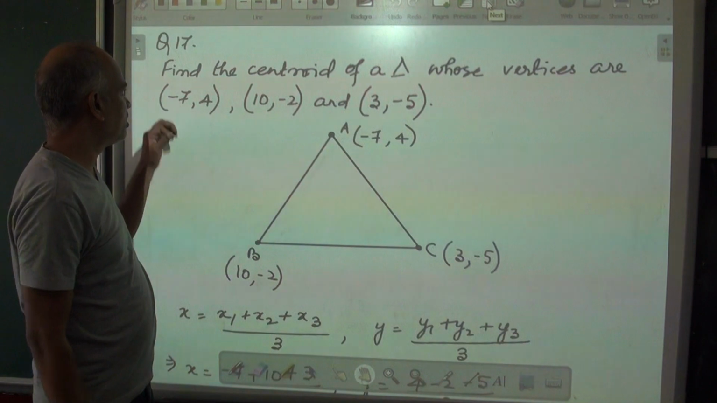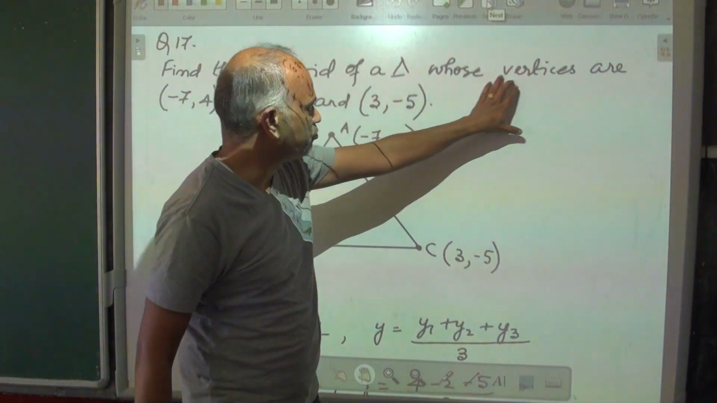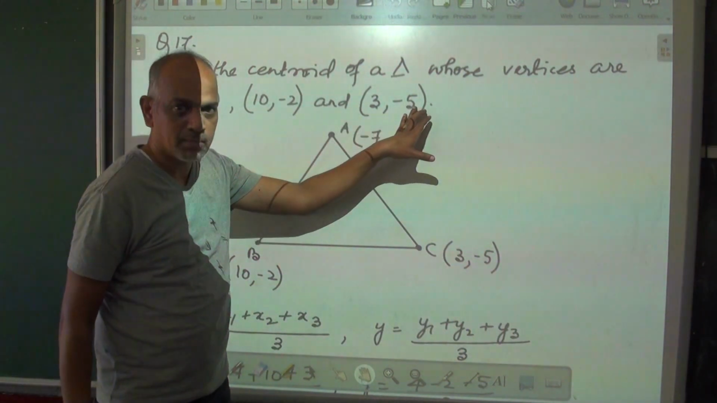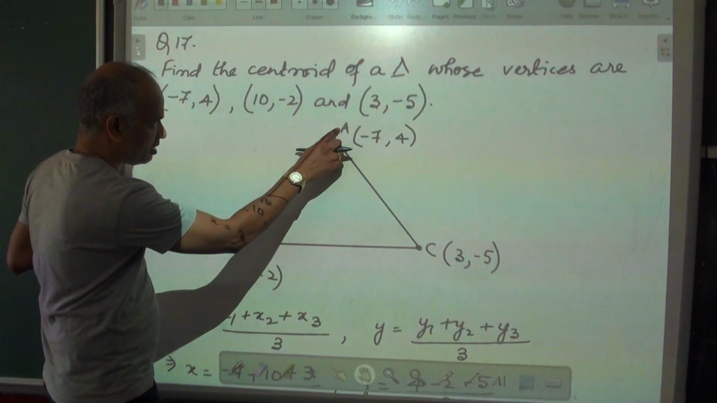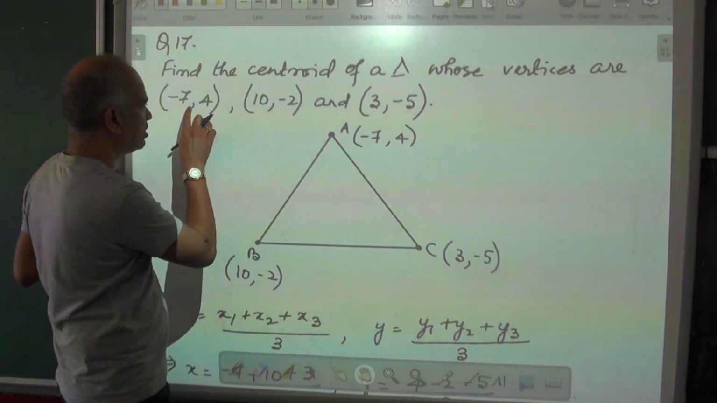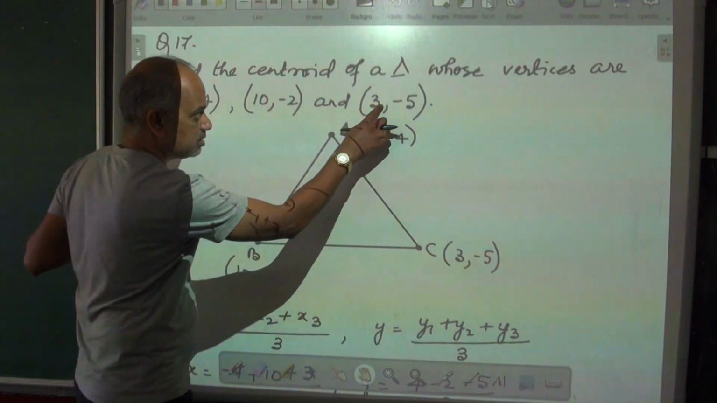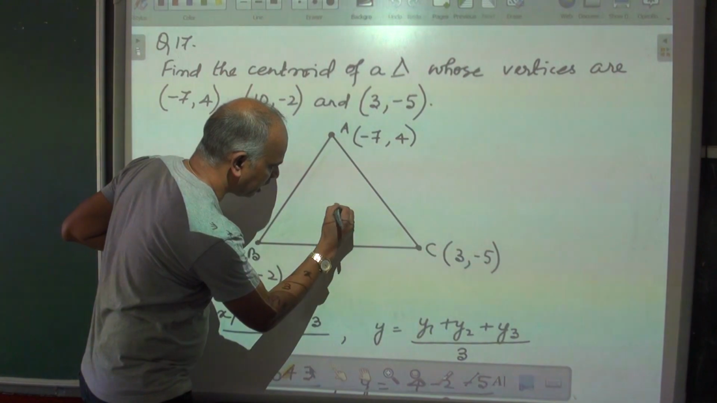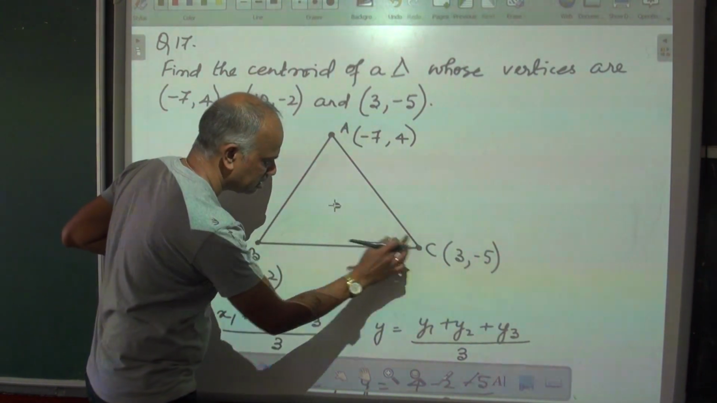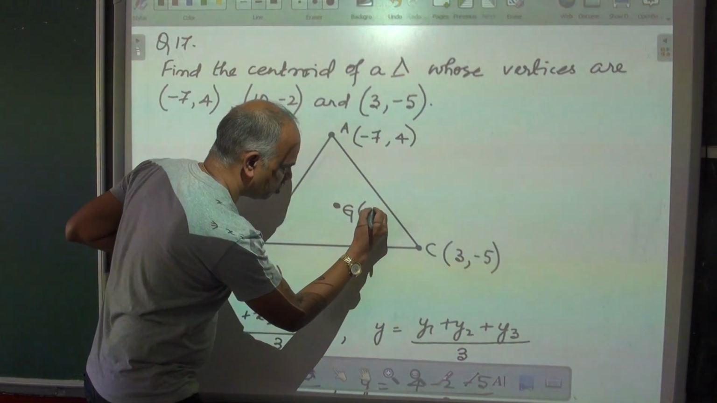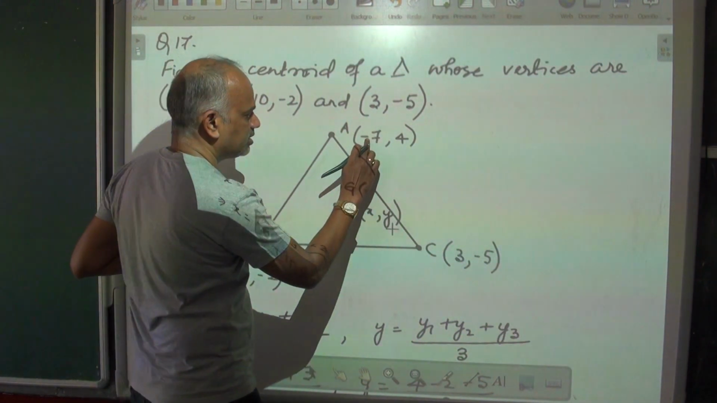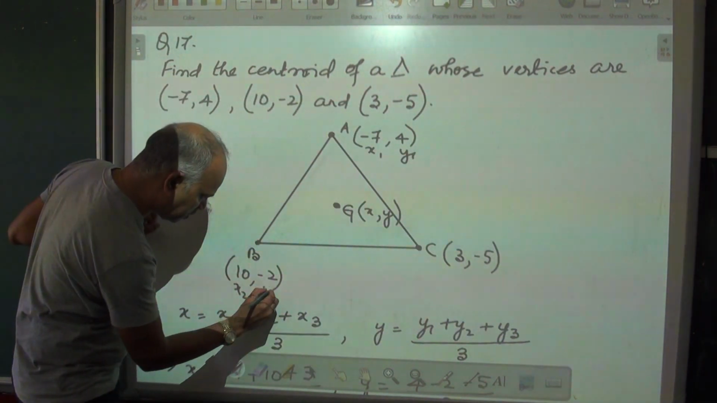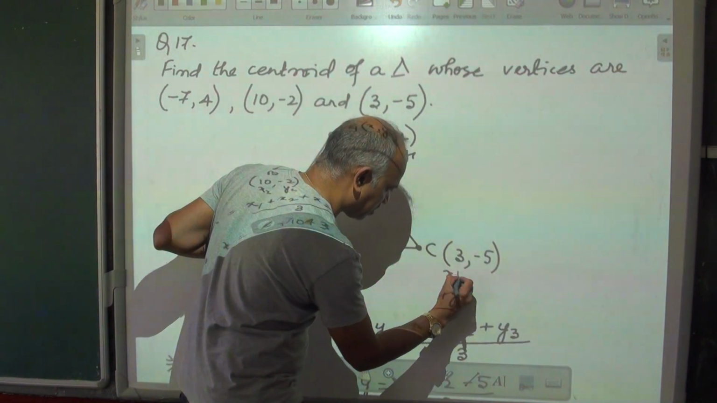is question number 17. Find the centroid of a triangle whose vertices are minus 7, 4; 10, minus 2; and 3, minus 5. You know, three vertices A, B, C. A's coordinates are here, B and this is C. And you have to find the centroid. Say that is the meeting point of all the three medians. Okay. So that's G, which you have to find, so x and y. This is the first point, so this is x1, y1. This is the second point, so x2, y2. And this is the third point, that is x3, y3.